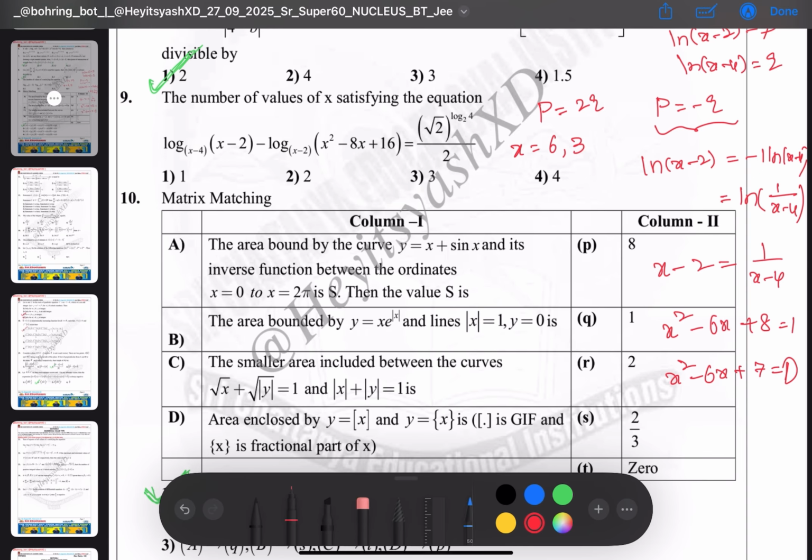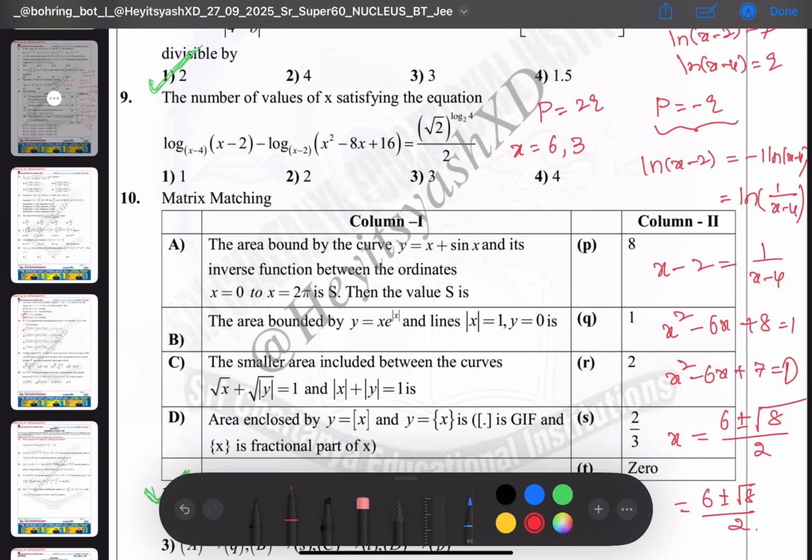Now if you find the discriminant, b square is 36 minus 4ac. 4 sevens is 28. So it is positive, so it will have two roots. So let us see, x is equal to minus b plus or minus root of b square minus 4ac. 36 minus 28 is 8 upon 2. So 6 plus or minus root 8 by 2.